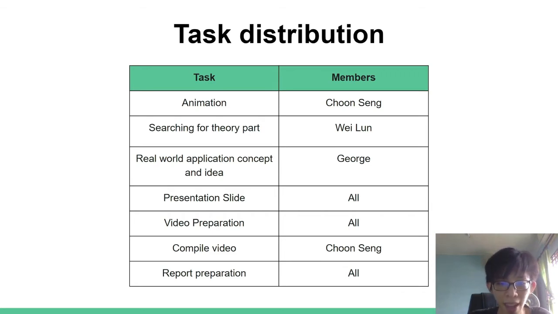And after that, the presentation slides are prepared by all of us, and the video preparation will also be done by all of us.